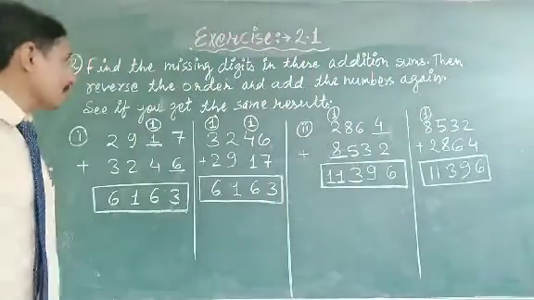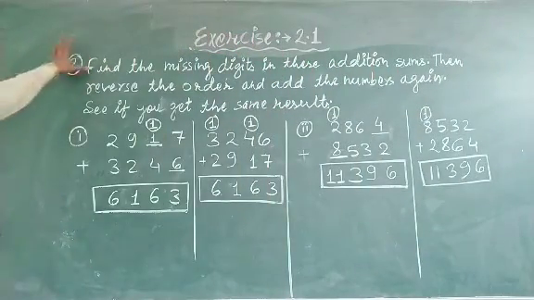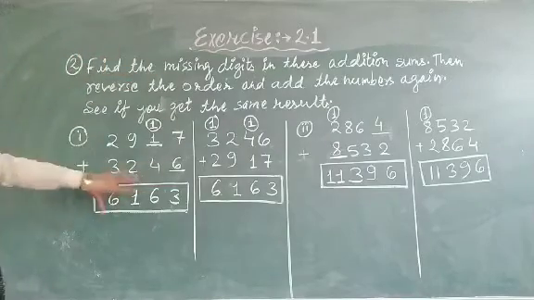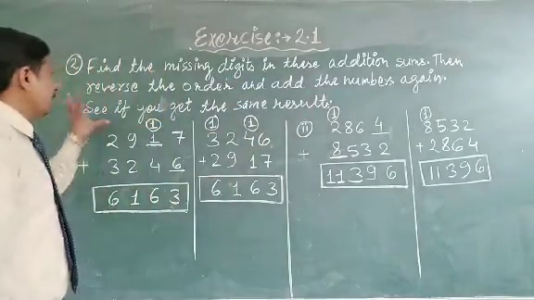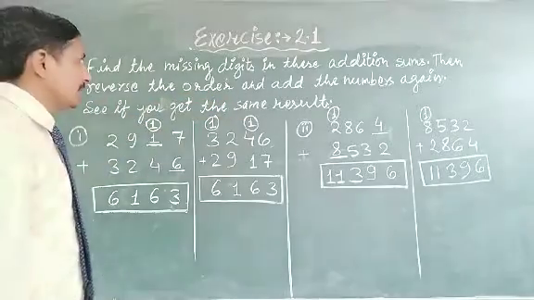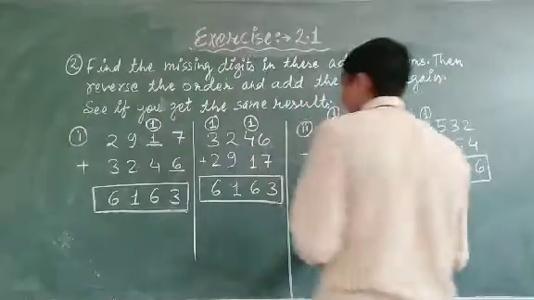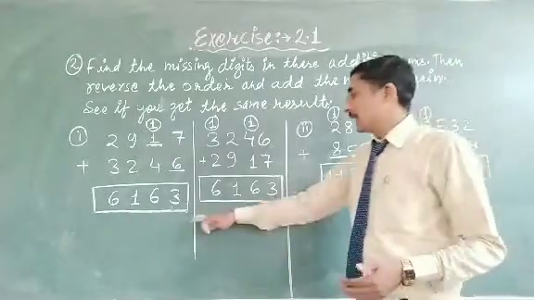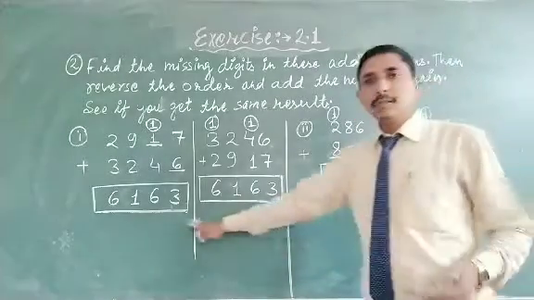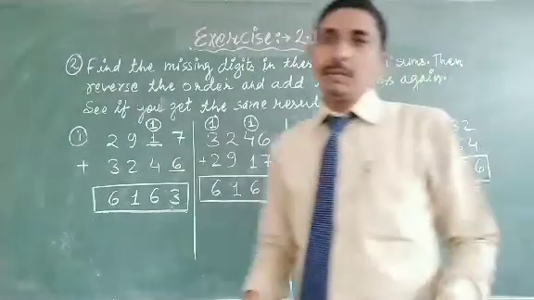So in this way, what we have to do in question number 2, first we have to find the missing digits in this addition sum. Then we have to reverse the order and add the numbers again, and we have to check if the result is same or different. Here we check and we get both the results are same.